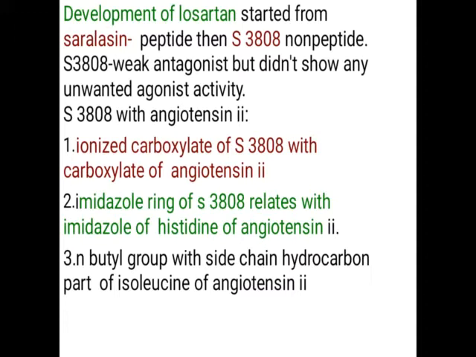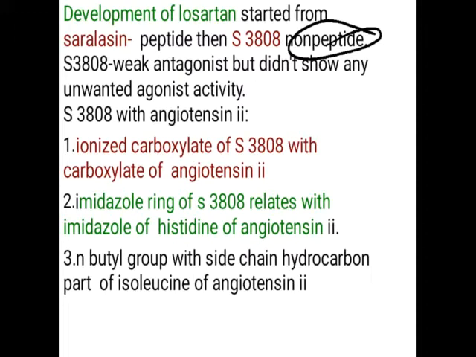Now how does the development take place? The development of losartan started from saralasin, but saralasin is a peptide. After considering the disadvantage of the peptide linkage, they formed a non-peptide. Which non-peptide? The S3808 compound. This S3808 compound is a non-peptide, but they found it has weak antagonist activity. This activity was not as good as saralasin. It was weak, but the major advantage was that it did not show any kind of side effects.